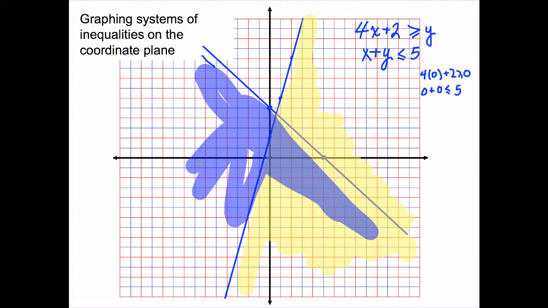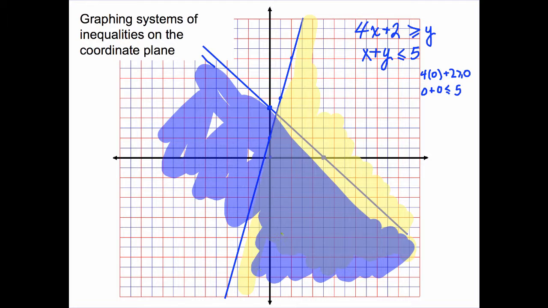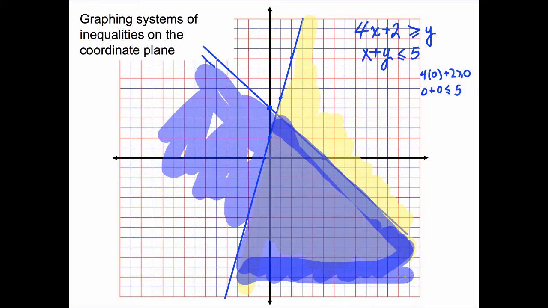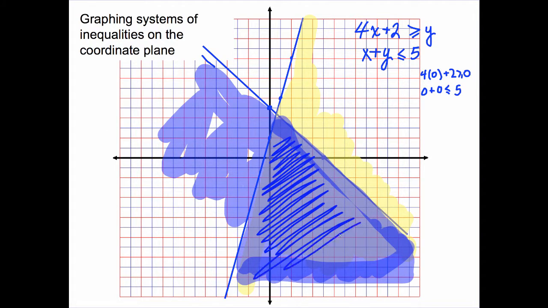And you'll notice that there is this area down here where the two areas of shading overlap. So this overlap area down here is where the joint solution is. This is the solution area for the system. When you shade them by hand, you'll simply want to shade this area more darkly than you shade the other two areas.